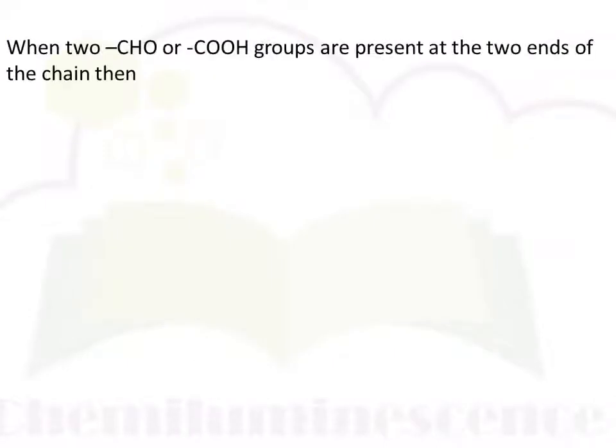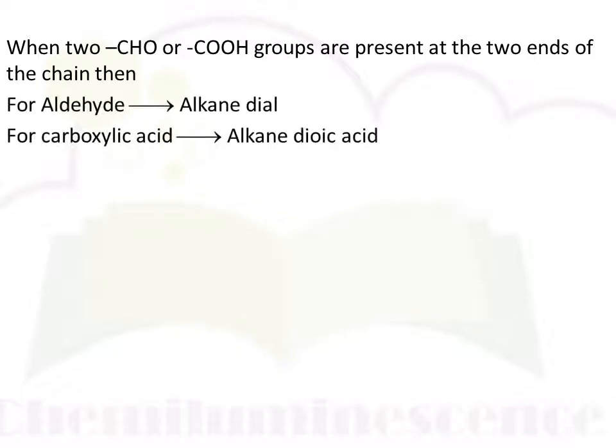When two formyl groups or carboxyl functional groups are present at the two ends of the chain, then at that time we have to derive the name of the aldehyde in the format alkane dial. Means whatever the alkane or hydrocarbon chain present in that compound, write its name according to the alkane and then use the word dial at the end.